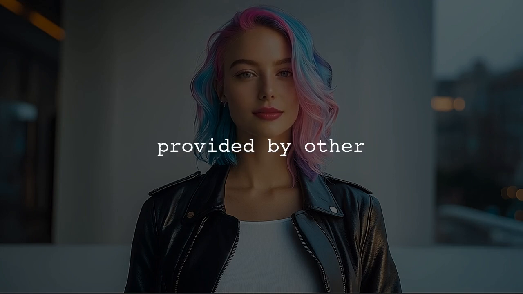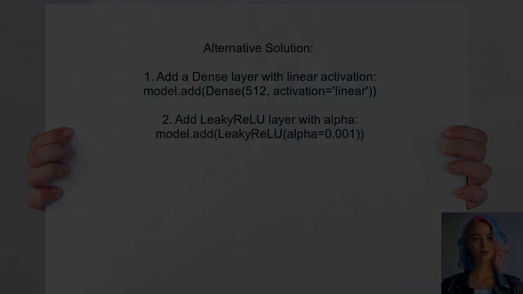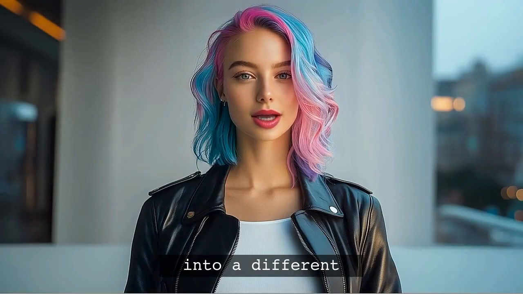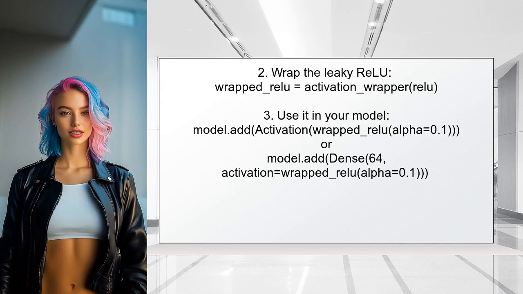Now let's look at the answers provided by other users. An alternative approach to using leaky ReLU in Keras involves adding a linear activation layer first, followed by a leaky ReLU layer. This method allows you to specify the alpha parameter for the leaky ReLU. Now let's dive into a different answer from another user. One alternative solution is to create a wrapper for parameterized activation functions. This user suggests defining a class that allows you to pass parameters easily. You can then use this wrapper to apply the leaky ReLU activation with an alpha value.